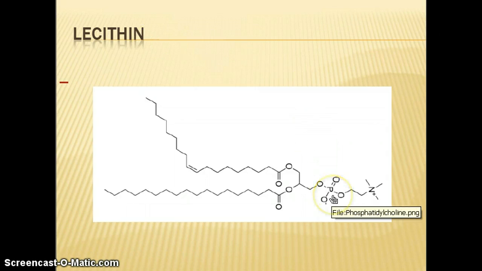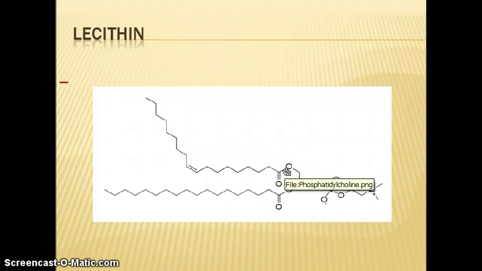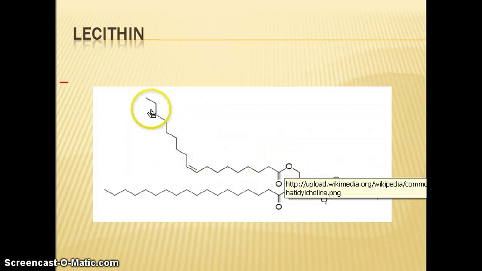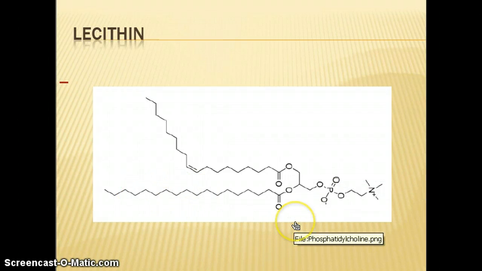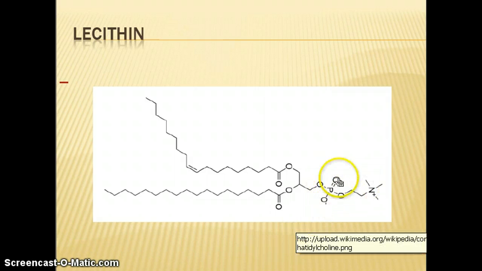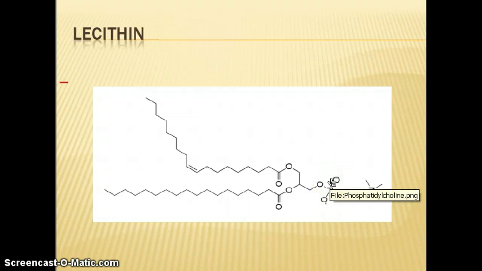As you can see here, phospholipids consist of a glycerol backbone. So this would be the glycerol backbone right here. And then they have two fatty acids attached to that glycerol backbone. Unlike a triglyceride, instead of a third fatty acid, they have a phosphate attached at the third carbon. So that's what's being shown here.